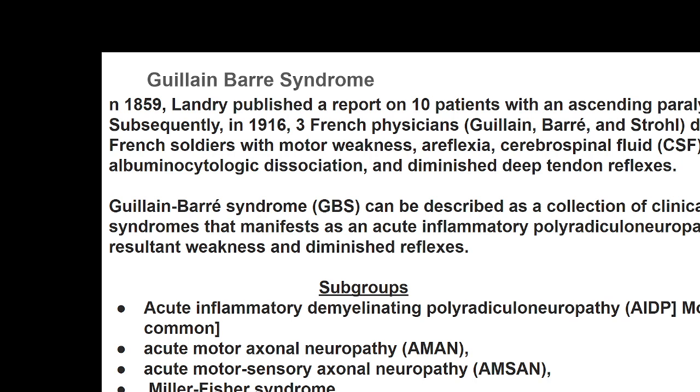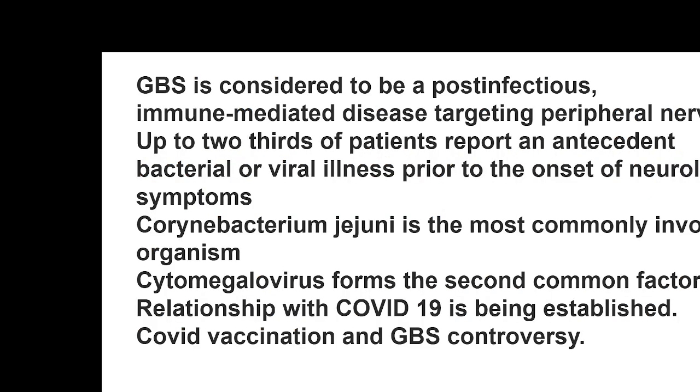Miller-Fisher syndrome is another condition, or it may present as a pharyngeal-cervical variant or pure sensory GBS. These are the other variants which are not very common. Now, GBS or Guillain-Barré syndrome is defined as a post-infectious immune-mediated disease targeting peripheral nerves, and up to two-thirds of the patients report an antecedent bacterial or viral illness prior to the neurological symptoms. And Campylobacter jejuni is the most common among other organisms.